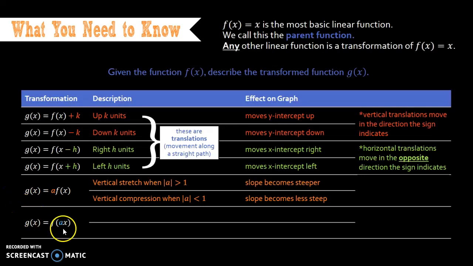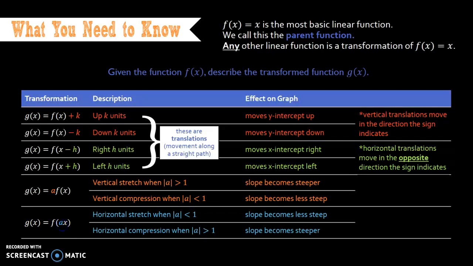We can also multiply inside the function right here, just on the x value. Like we're not multiplying the whole thing, just the x value. Those are called horizontal stretches and compressions. You have a horizontal stretch when the absolute value of a is less than 1 and your slope becomes less steep. And it's a horizontal compression when the absolute value of this number right here is greater than 1. Your slope will become steeper.